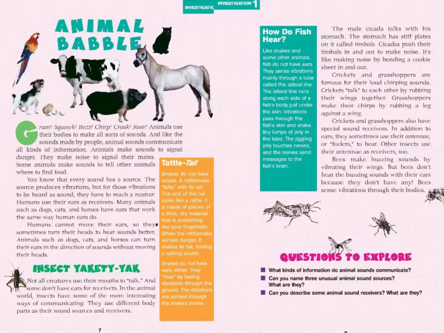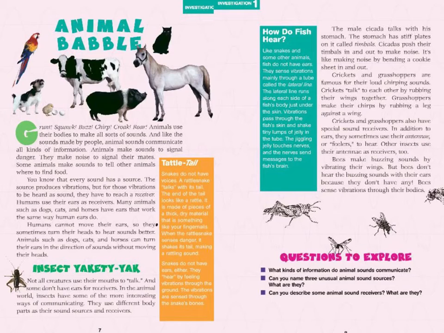Insect yakety yak. Not all creatures use their mouths to talk, and some don't have ears for receivers. In the animal world, insects have some of the more interesting ways of communicating. They use different body parts as their sound sources and receivers. The male cicada talks with his stomach. The stomach has stiff plates on it called tymbals. Cicadas push their tymbals in and out to make noise. It's like making noise by bending a cookie sheet in and out.